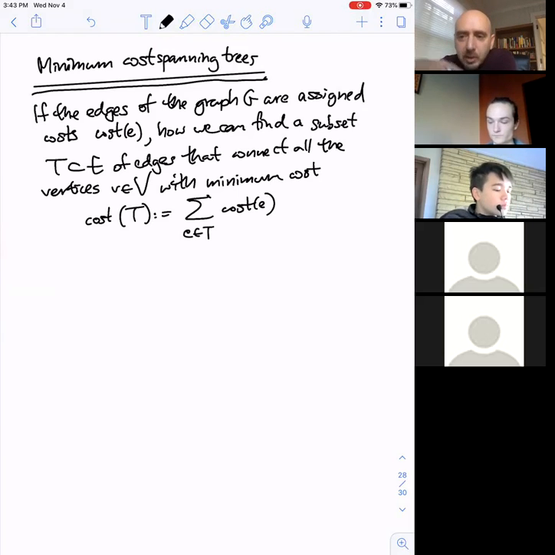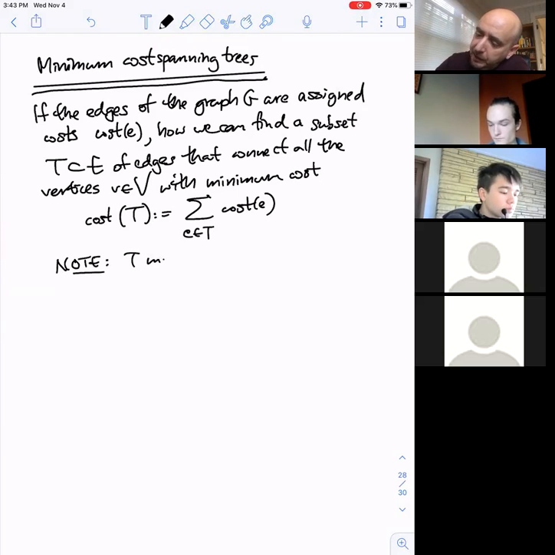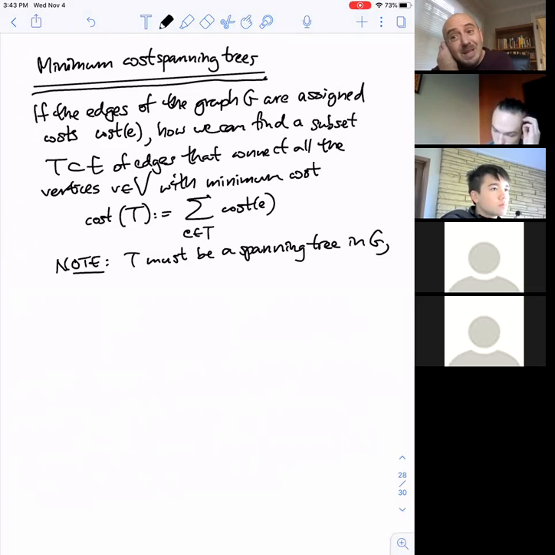Okay, so the first thing we want to realize is, I didn't say the word tree in this first paragraph here, but it will be a spanning tree. Note that T must be a spanning tree. Why must it be a spanning tree?